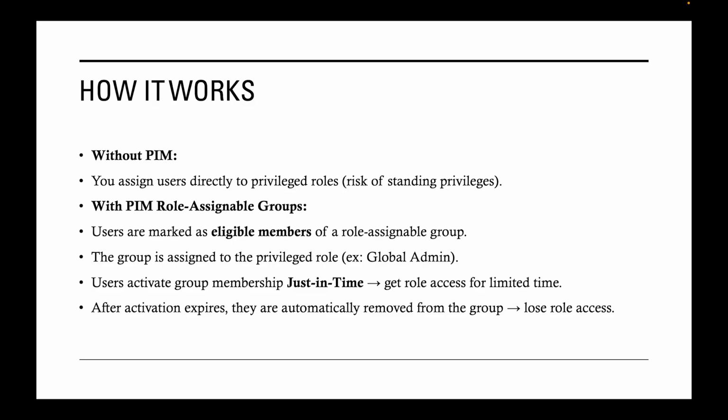So how it works, you assign users directly to privileged roles, and then with PIM role assignable groups, users are marked as eligible members of a role assignable group. The group is assigned to the privileged role. The user activates group membership just in time to get role access for a limited time, and then after activation expires, they are automatically removed from the group. That's the key thing with PIM. When the activation time is expired, it would automatically remove them. You do not have to go into the system and do anything. So it's less administrative overhead.